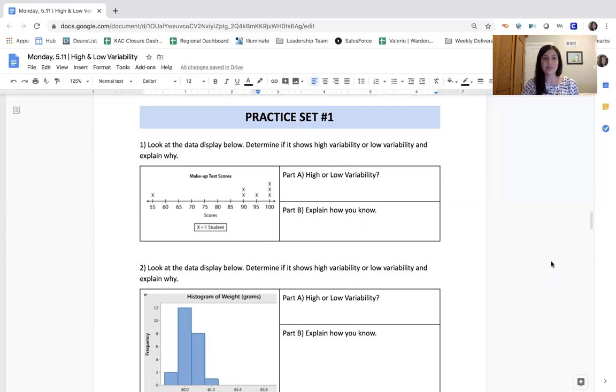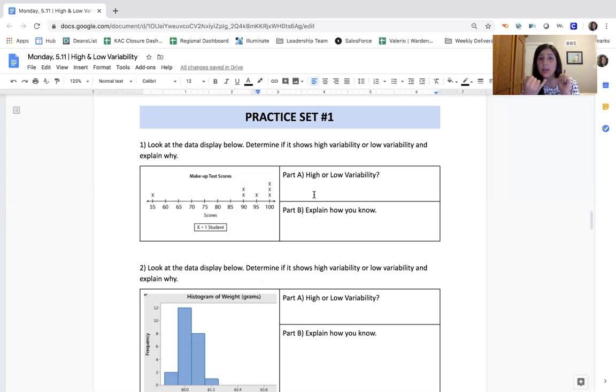All right, team, let's go ahead and review practice set 1. Now, instead of a histogram, this is a dot plot. This is the first one that we've looked at in today's classwork. This says, look at the data display below. Determine if it shows high variability or low variability and explain why. So same directions, just different type of graph. But I'm still looking for the same things.